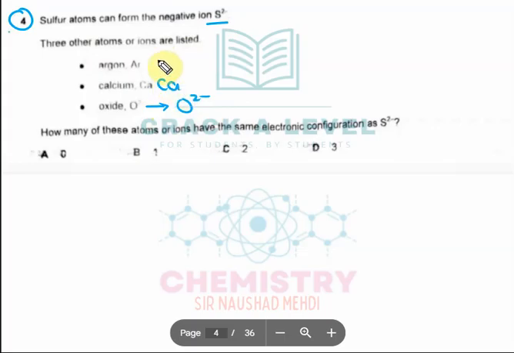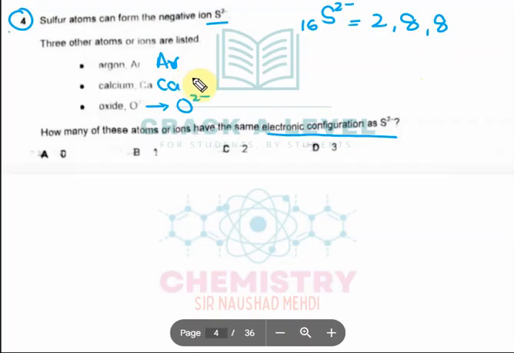It's written calcium over here and it's written argon over here. Alright. So how many of these atoms or ions have the same electronic configuration as S2 minus? So first of all, you have to go to the periodic table. In the periodic table, you can see that sulfur has an atomic number of 16 and its ion is 2 minus. So 2 minus means it has gained 2 electrons. So its electronic arrangement would be 2, 8 and 8.